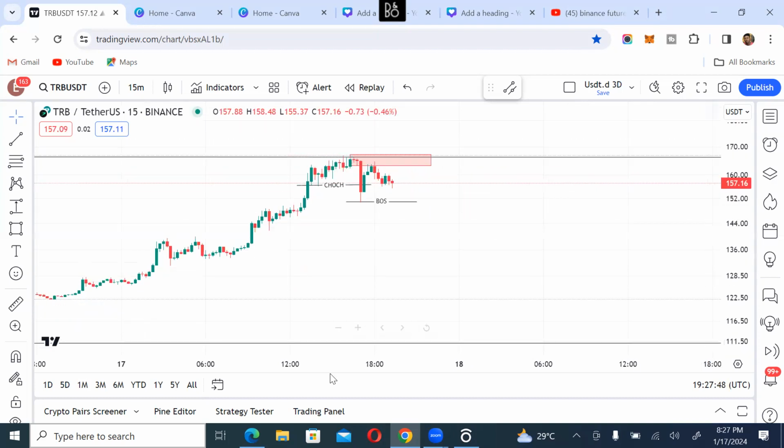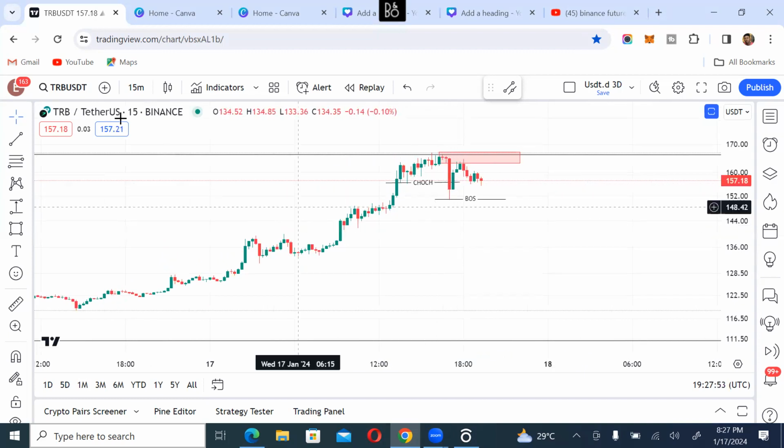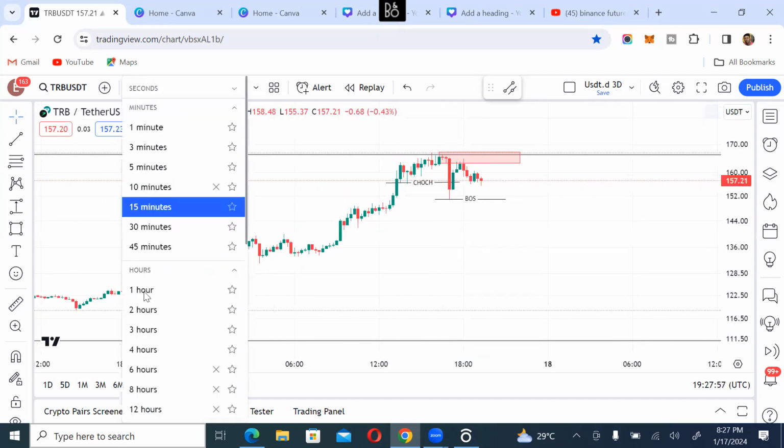So basically, that's what we need to wait for. But all of this pump you are seeing is not a real pump. Not a real pump at all.